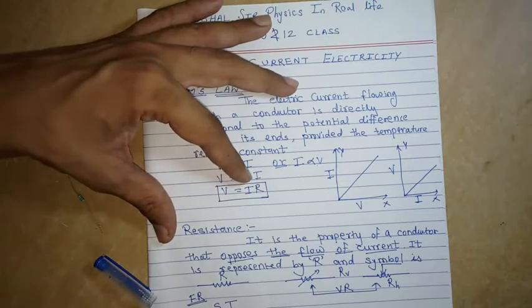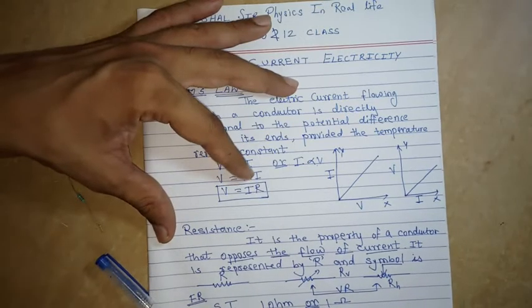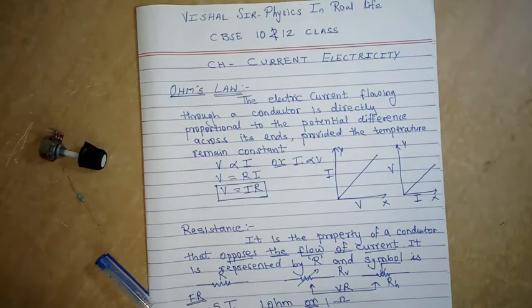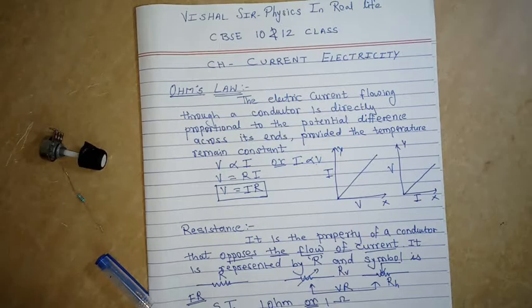Now the SI unit of resistance is 1 ohm. It is a Greek letter, ohm. Now how do we define 1 ohm resistance? The resistance of a conductor is said to be 1 ohm when the potential difference across the conductor is 1 volt and the current flowing through that conductor is 1 ampere.